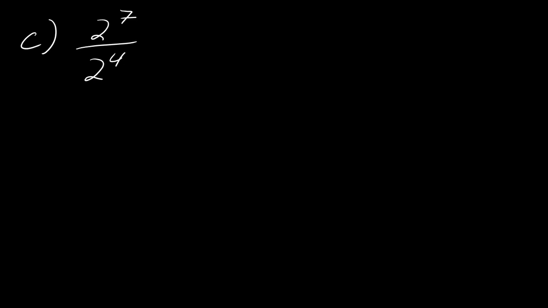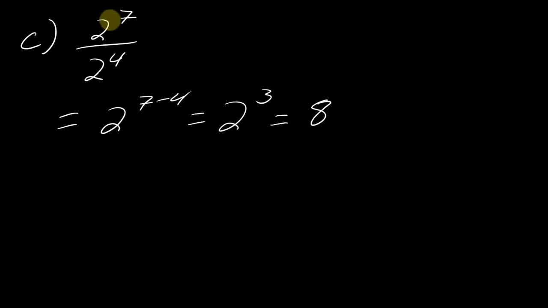Okay, so now let's contrast that to C here. In this one, we could do this one of 2 ways. So I could use the quotient rule, which would mean that I would take the 7 minus the 4, and then this would just be 2 to the third, which is 8. Or I could use the order of operations. So if I wanted to go that route, 2 to the 7th is 128, and then 2 to the 4th is 16. And 128 divided by 16 is equal to 8.